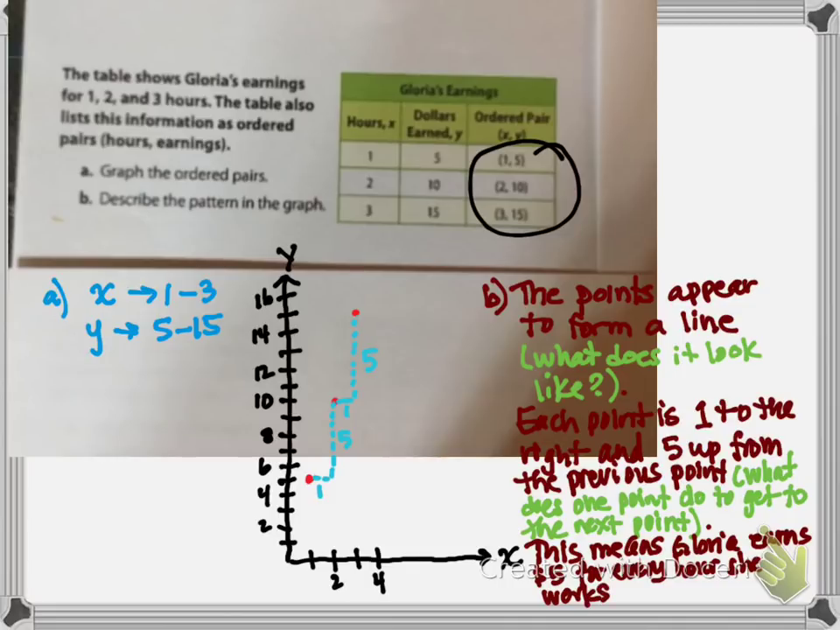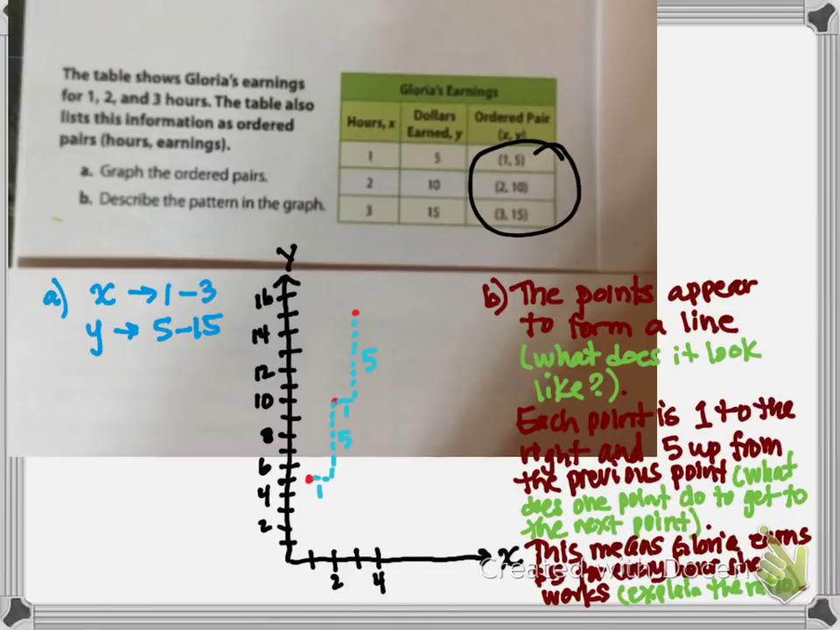Okay, and so what we're doing is we're explaining that ratio, that 1 to 5. Explain the ratio. Okay, and so those are the 3 key things we do every time we describe the pattern.